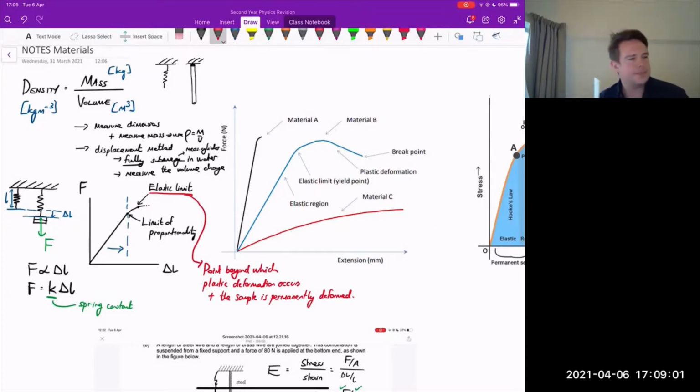Plastic behavior is behavior where the material will not return to its original state. A good example would be blue tack. Okay, let me get some blue tack.